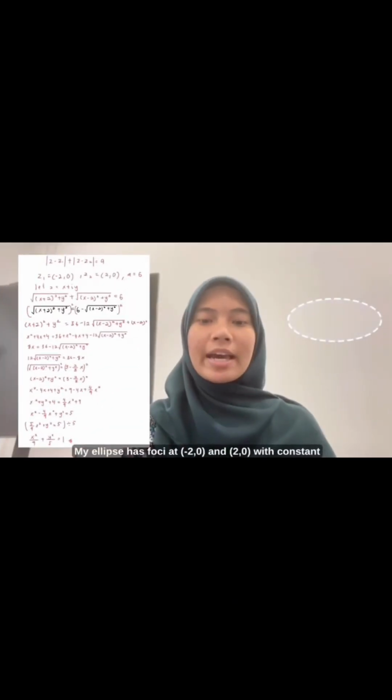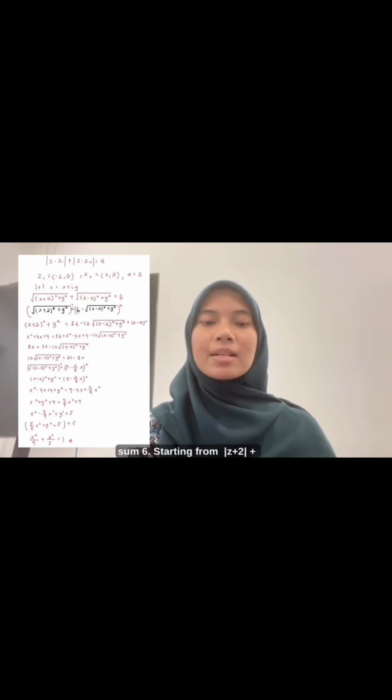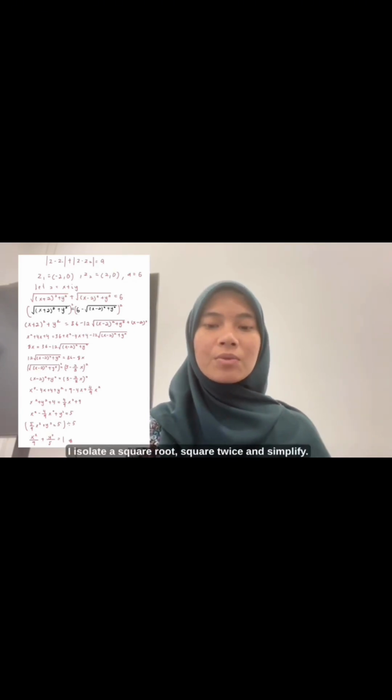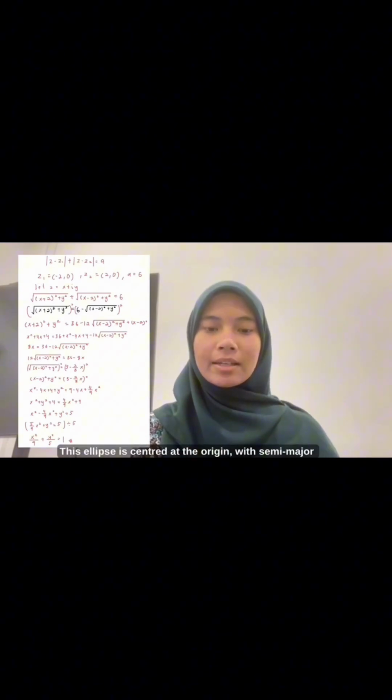My ellipse has foci at negative 2, 0 and 2, 0 with a constant sum 6, starting from modulus z plus 2 plus modulus z minus 2 equal to 6. I isolate a square root, square twice, and simplify. After cancelling and rearranging, I get x squared over 9 plus y squared over 5 equal to 1. This ellipse is centered at the origin with semi-major axis 3 horizontally and semi-minor axis 5 vertically.